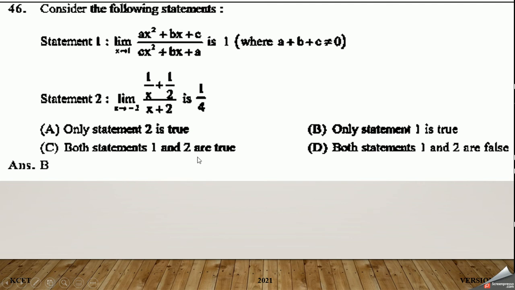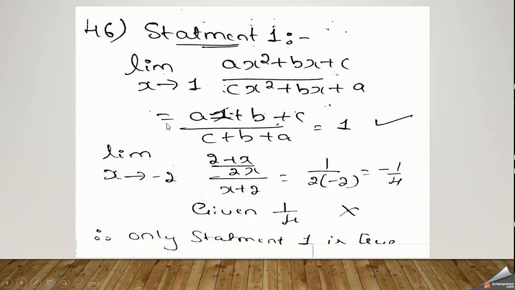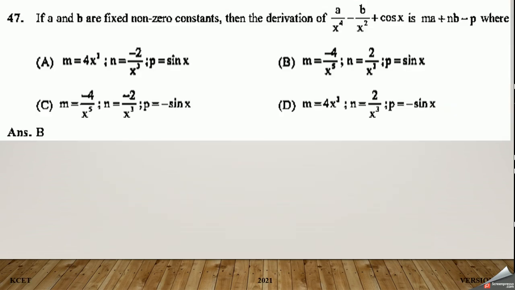If statement 2 is satisfied, then option C is the answer. If statement 2 isn't satisfied, then option B is the answer. Now again replace x by minus 1 here. I'm going to get minus 1 plus half, which is equal to minus half. Denominator, minus 1 plus 2 is plus 1. So you are going to get the answer as minus 1 by 4, whereas the answer is given as plus 1 by 4. So only option B is satisfied, because statement 2 is false.